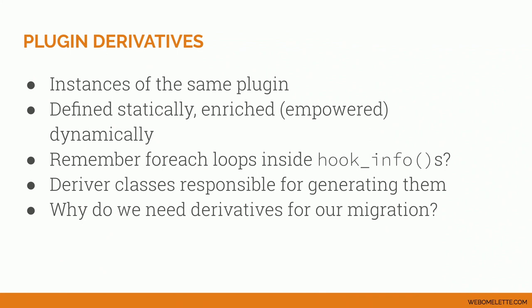What are they? We know by now what a plugin is. Well, a plugin derivative is an instance of the same plugin, meaning that we can have dynamically generated plugin instances of the same thing. So they are defined statically, but then they are enriched dynamically depending on the state of the application. It's kind of like the info hooks in Drupal 7, where we had foreach loops to create multiple items. Like in hook_block_info, core would loop through existing entities and create a block for each. Like menus, for example. But in Drupal 8, it's object-oriented, so we use a deriver class to generate.